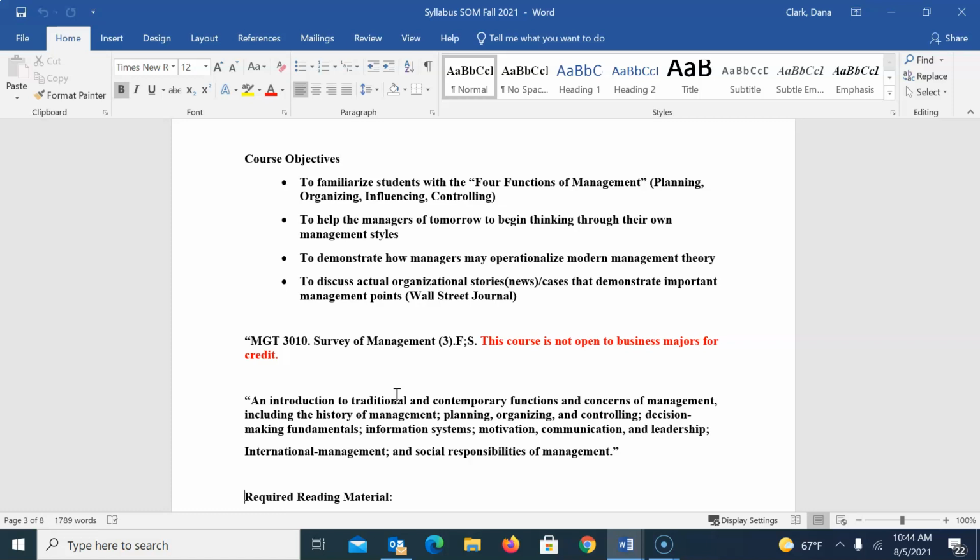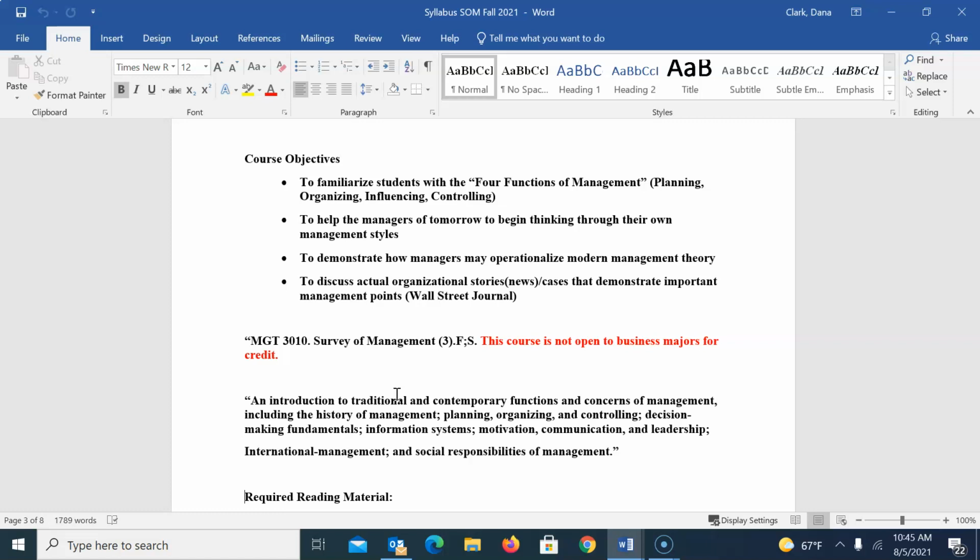The next bullet point, to demonstrate how managers may operationalize modern management theory. This isn't really a class for management theorists. This is really a class for managers. So there's some theory thought in the textbook, but the big question is how do you operationalize it? Will this work? Okay. We will discuss organization stories, cases, that sort of thing to demonstrate different management points. And we'll largely do that with Wall Street Journal assignments.